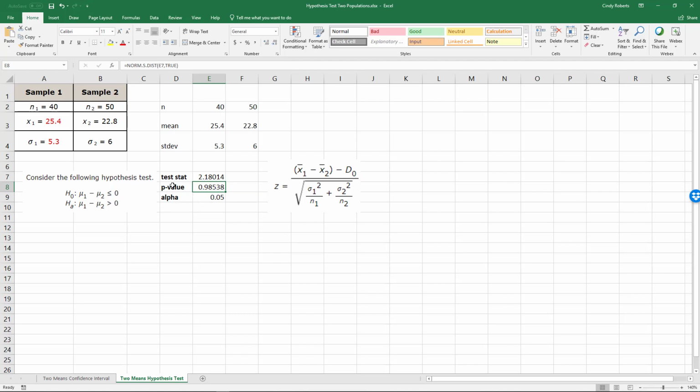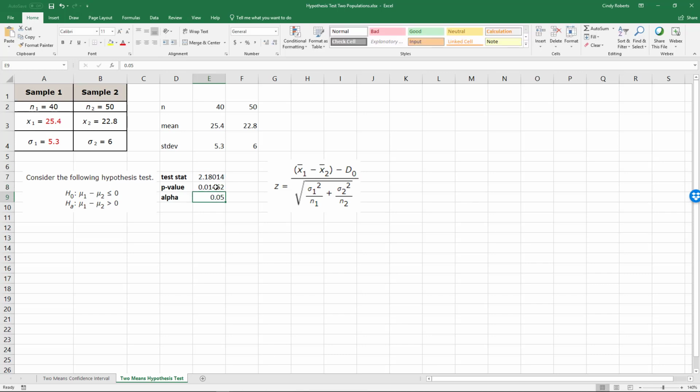Now, the problem is if you look at the alternative, it tells you if it's a left tail, right tail, or a two-tail test. This is pointing to the right, stating that it's a right tail test. So you need to do 1 minus that value. So you get the area to the right of 2.18.